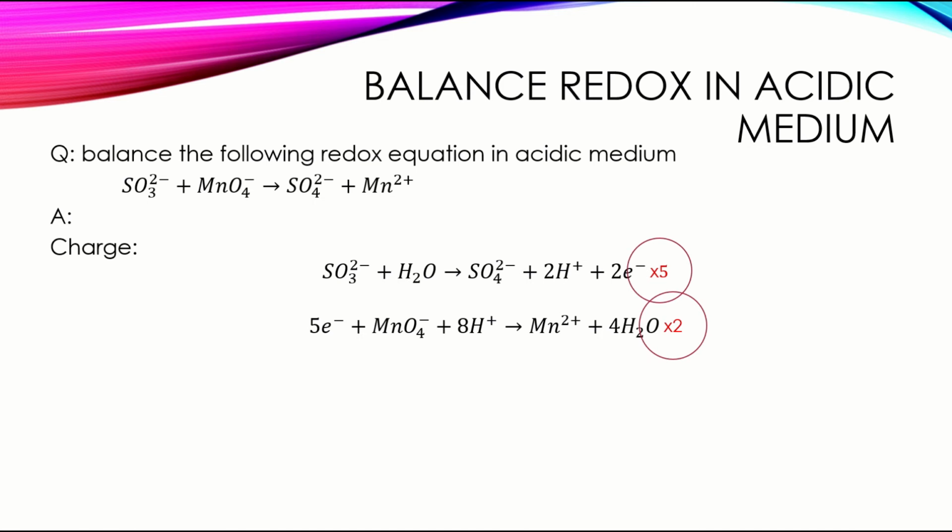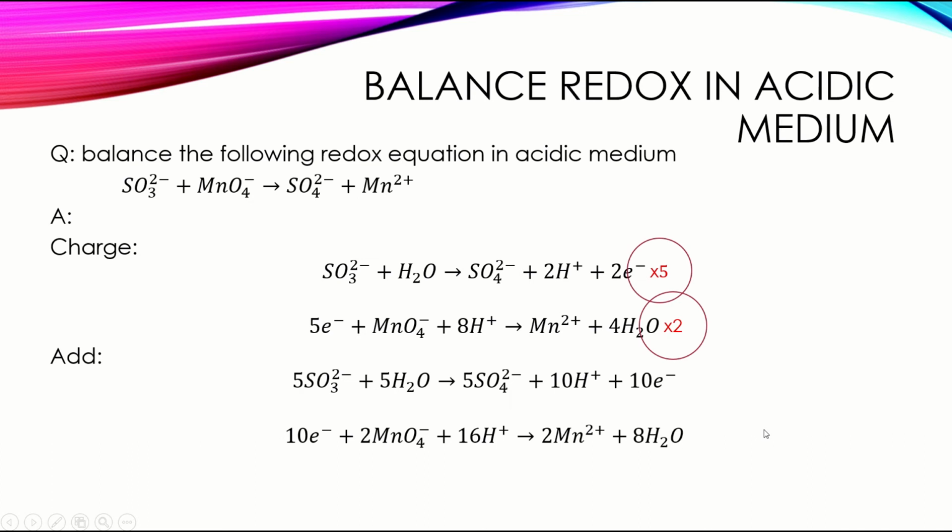Common terms should also be cancelled out. So in this case, we have 5SO3 2 minus plus 5H2O produce 5SO4 2 minus plus 10H plus plus 10 electrons. And in the other equation, we have 10 electrons plus 2 MnO4 minus plus 16H plus produce 2 Mn2 plus plus 8H2O.